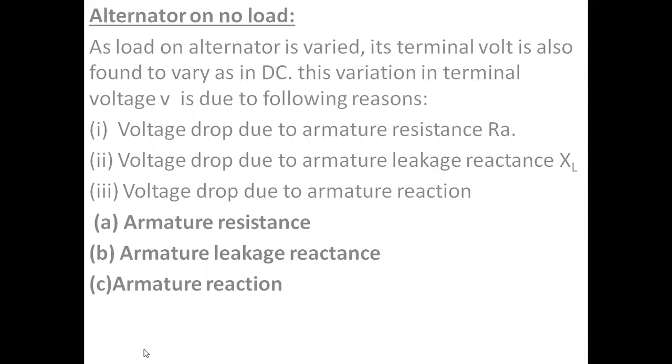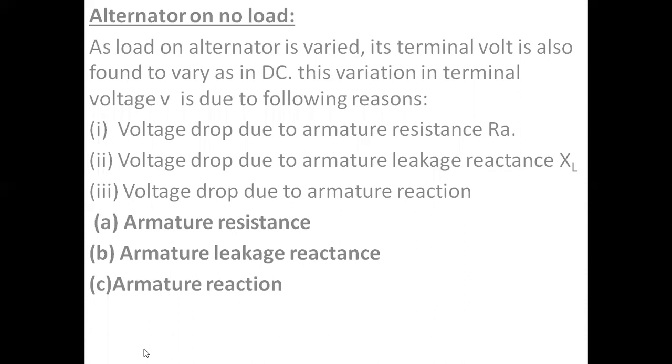As in a DC machine, there will be numerous changes in the alternator when it is put on the load. When you put the alternator on the load and the load is varied, its terminal voltage is also found to vary. Okay, so the variation of this voltage is due to the following reasons.